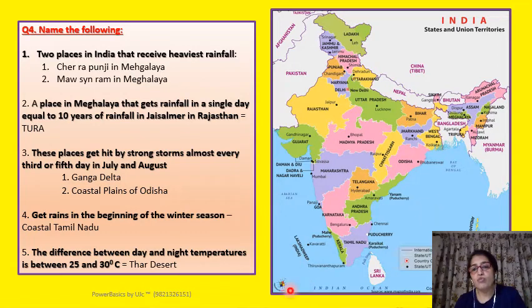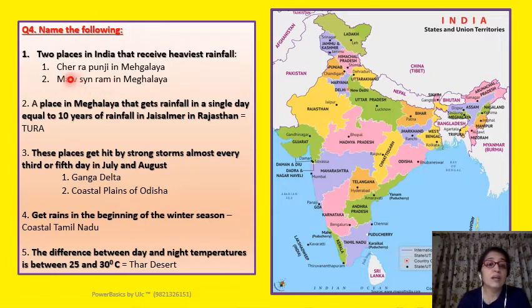So there are monsoon winds in this region. The land area gets heated up during summer. Therefore, there's low pressure of air here, high pressure of air here, and therefore the winds move in this direction and come here. Now, 2 places in India receive the heaviest rainfall.